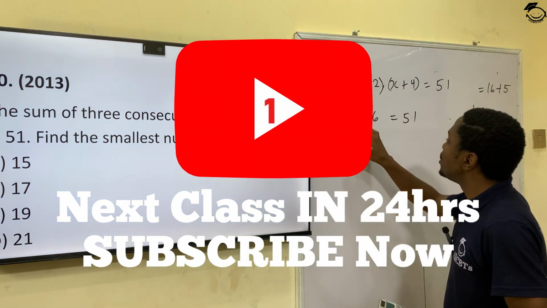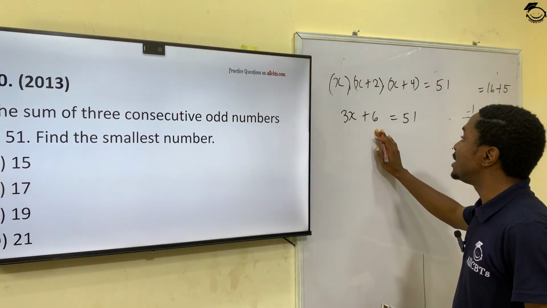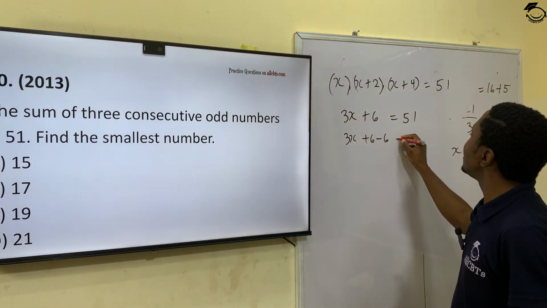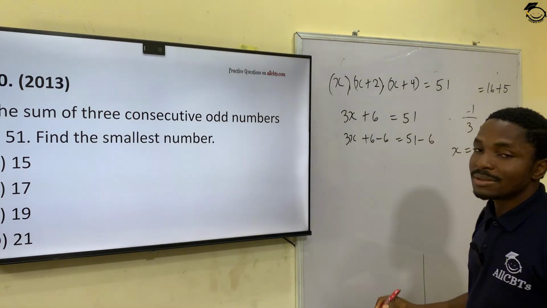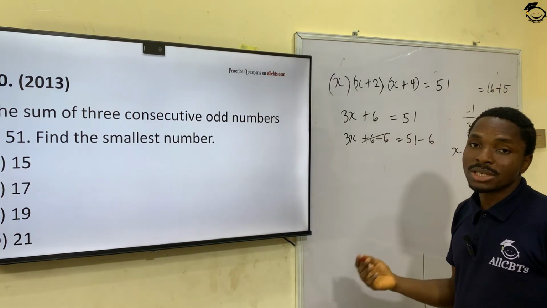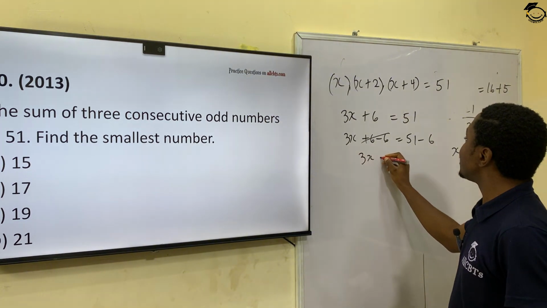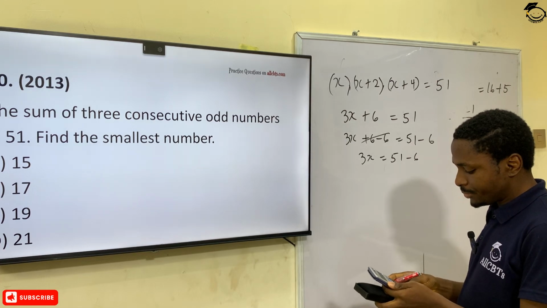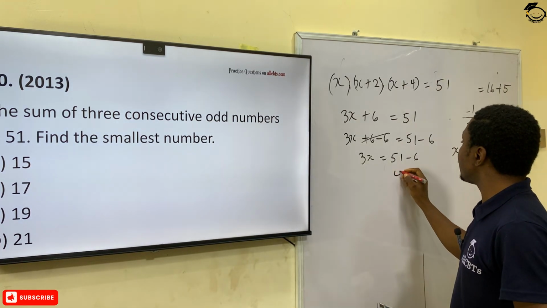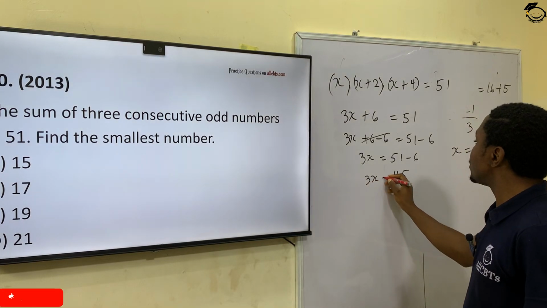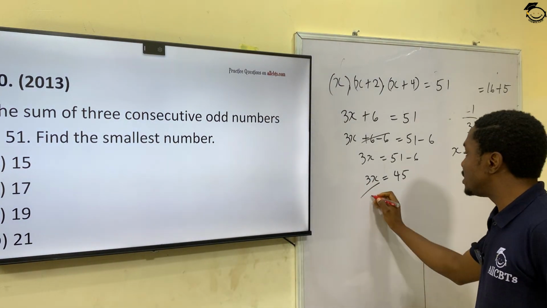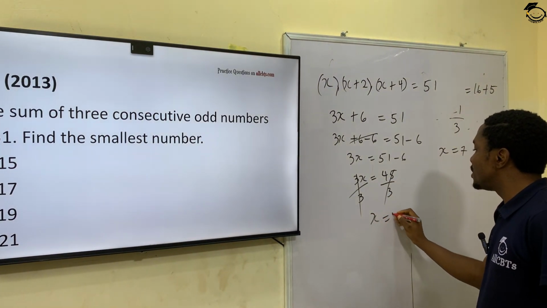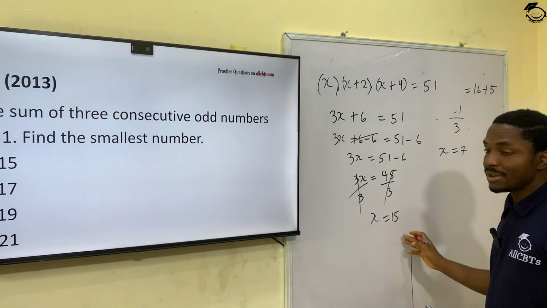Okay, so you make x stand on its own by taking 6 from both sides. So 3x plus 6 minus 6 equals 51 minus 6. Plus 6 minus 6 is 0. So 3x equals 51 minus 6. 51 minus 6 will be what? 45. So 3x equals 45. By the time you divide by 3, you have x equals 15. 45 divided by 3 is 15.